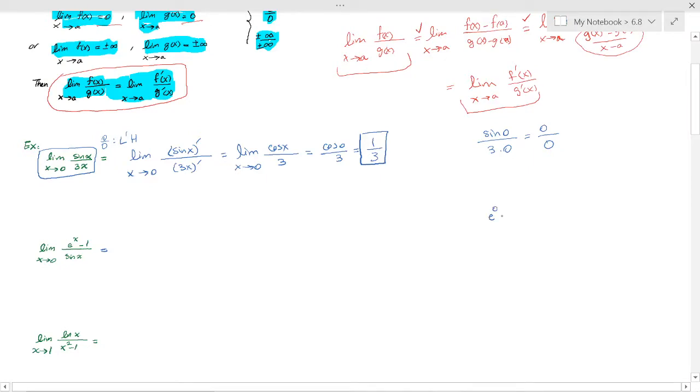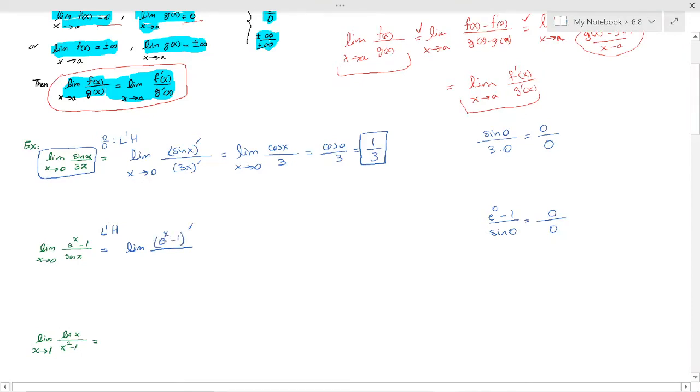What we get is e to the 0 minus 1 divided by sine of 0. Numerator is e to the 0, which is 1. 1 minus 1 would be 0. Denominator, sine 0 is 0. Therefore, it's an indeterminate form. I apply L'Hopital's rule. Means this equals the limit of e to the x minus 1.